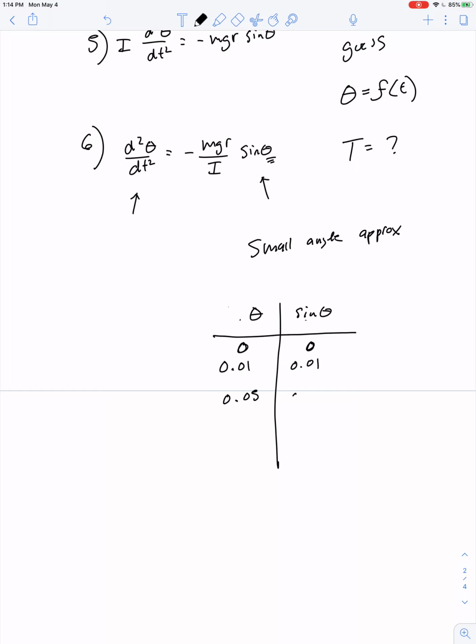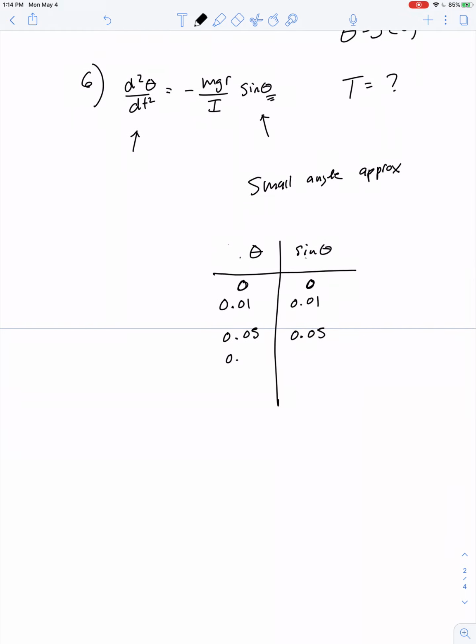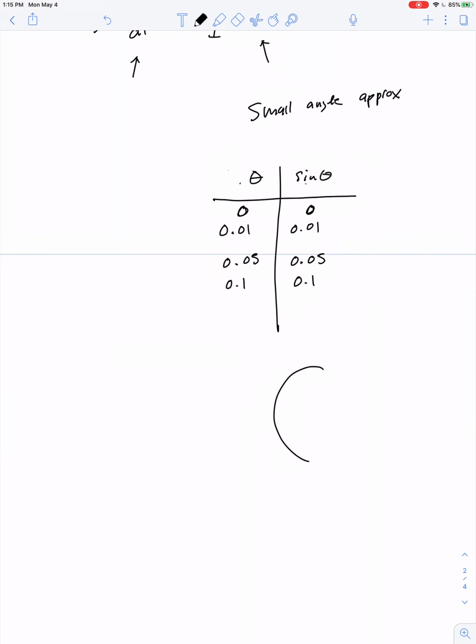How about 0.05? What do you get? Yeah, about 0.05. How about this? Take the sine of 0.1 radians. What do you get? You get about 0.1. This is interesting. Now, what do you consider to be a small angle?